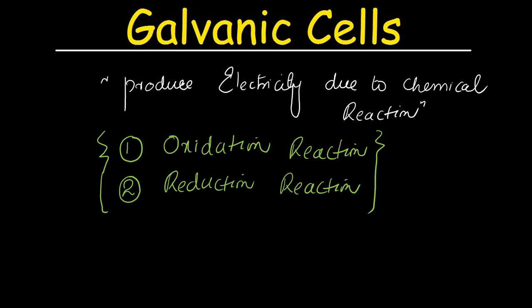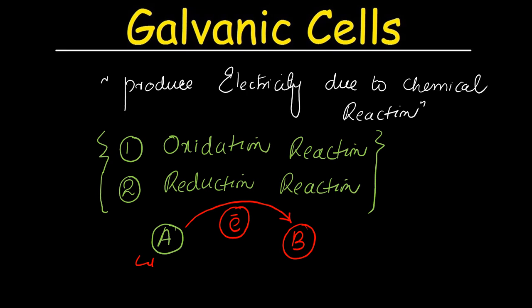In the oxidation reaction of a galvanic cell, suppose this is an atom A and this is an atom B. The electrons are transferred from atom A to atom B. So the electrons are given by atom A, and the reaction at atom A is known as the oxidation reaction.